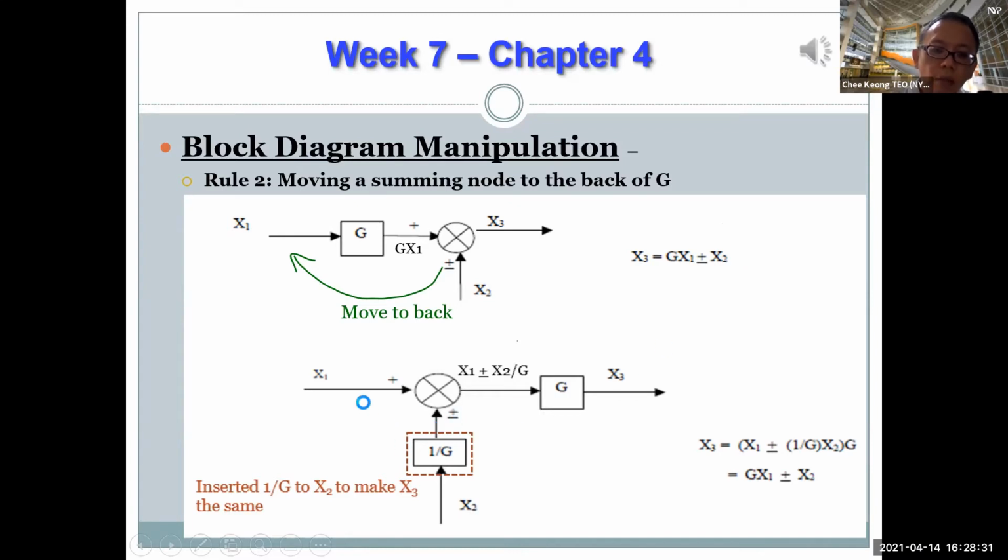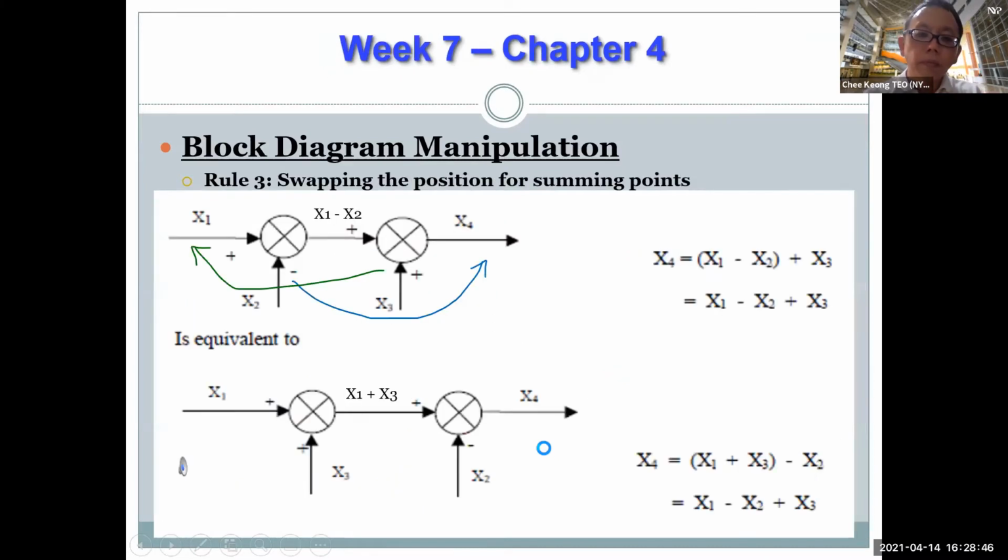So we can term this, if let's say this is a black box and this is a black box, they are exactly identical because there's no difference after inserting 1 over G. That means if you move backward here, you got to insert 1 over G. Okay? Rule 3 for block diagram manipulation.